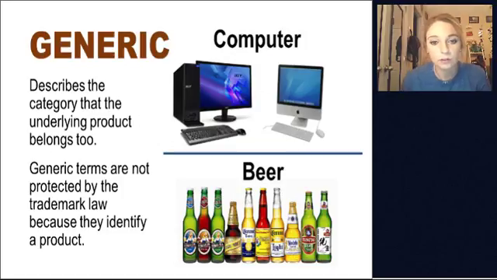So last, for the fourth trait, it would be generic. So this describes the category that the underlying product belongs to. And the generic terms, they're not protected by the trademark law because they identify a product. So my examples are computer and beer, because it's a computer, and there's so many different types and brands of computers, and same with beer. And so if you were to give a manufacturer control over one of these terms, it would give them too great of an advantage, and that just wouldn't be fair. So there are also generic terms that cannot be trademarked.